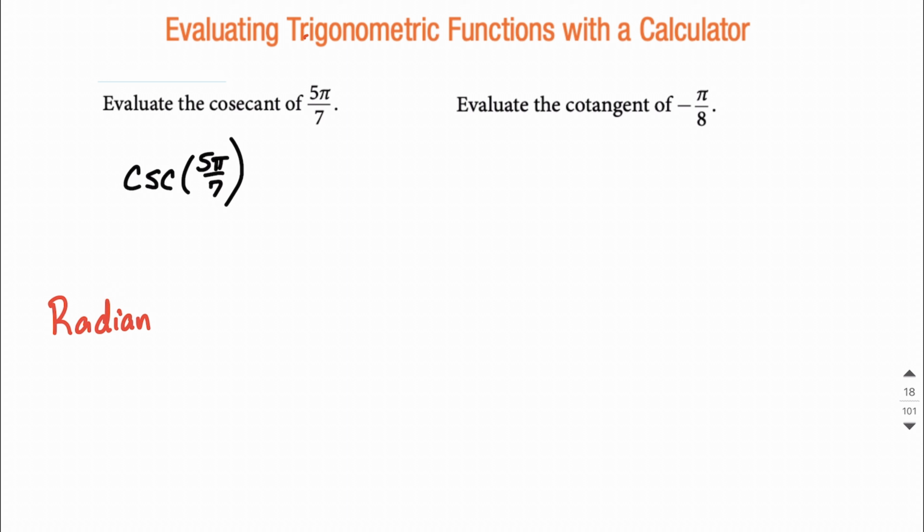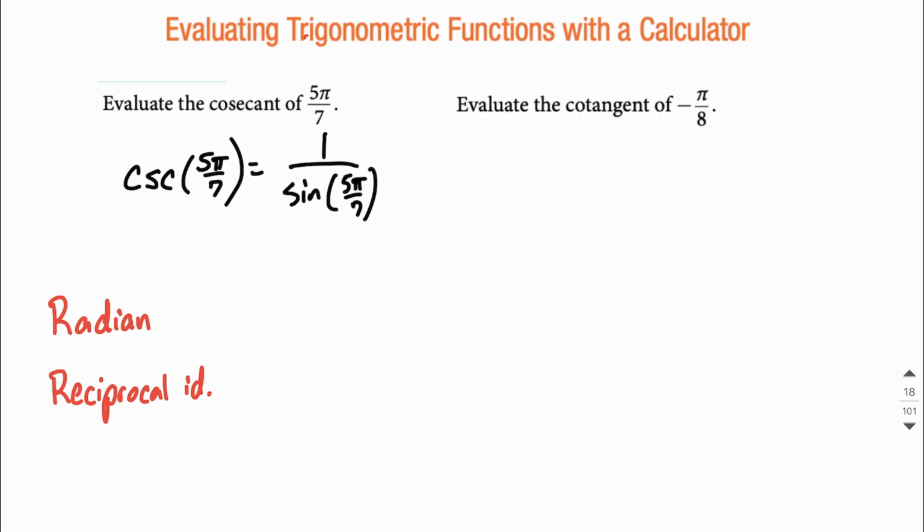The next thing you may notice is we don't have a cosecant button on our calculators. We have sine, cosine, and tangent, but no cosecant. So the next thing we want to do is we want to rewrite this in terms of, in this one, it's going to be sine. So we want to use a reciprocal identity. And the reciprocal identity is going to allow us to rewrite this as 1 divided by sine of 5 pi over 7.